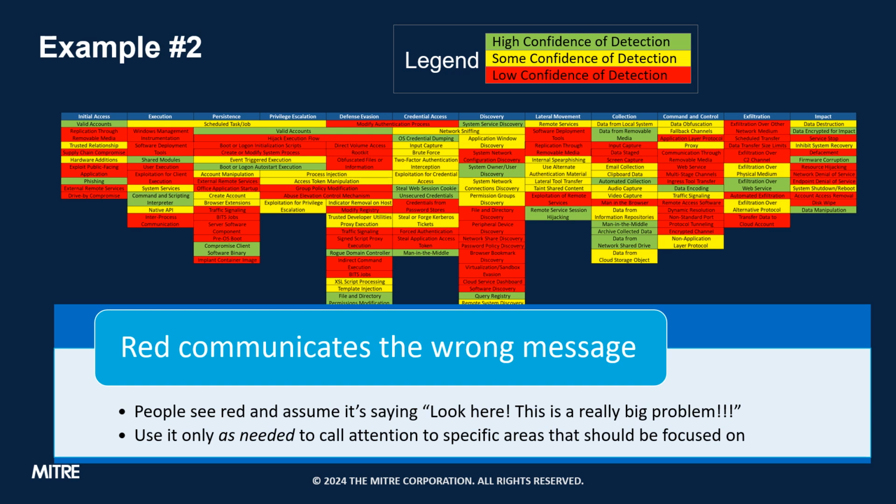People see it and they'll often assume it's saying, hey, look here, this is a huge problem. You've got to fix this right away. Glaring red error. You've got to solve this. And really, you should use red sparingly. Use it only as needed to call attention to specific areas that need to be focused on. Only when something really is a glaring gap or a critical issue, that's when you use red.